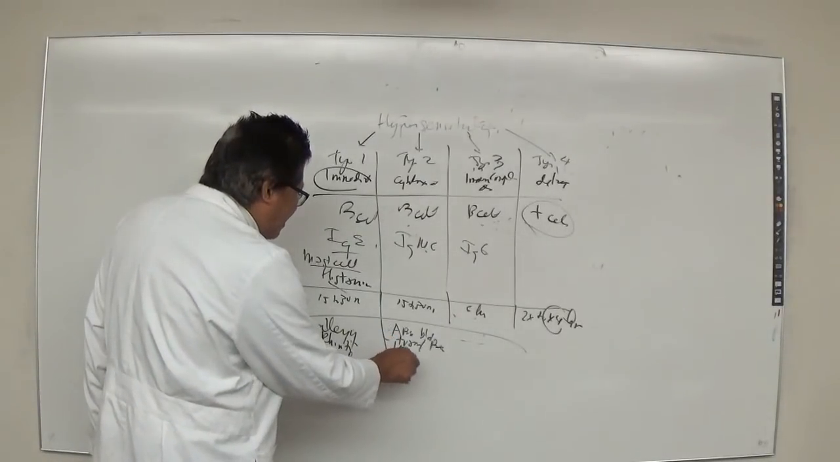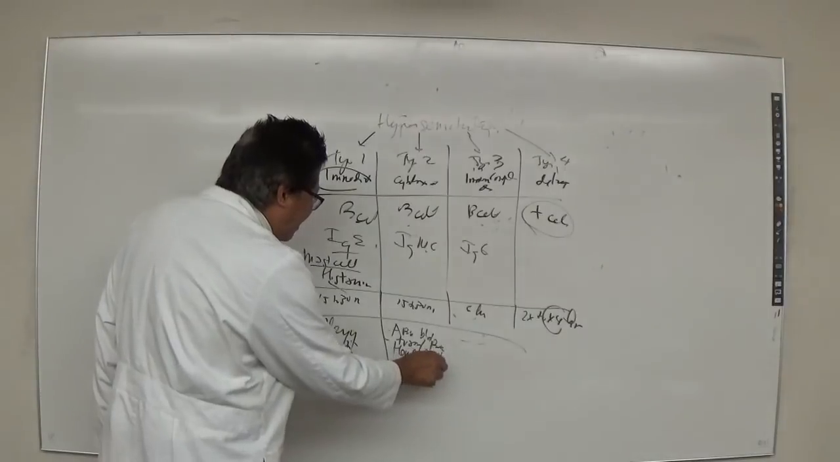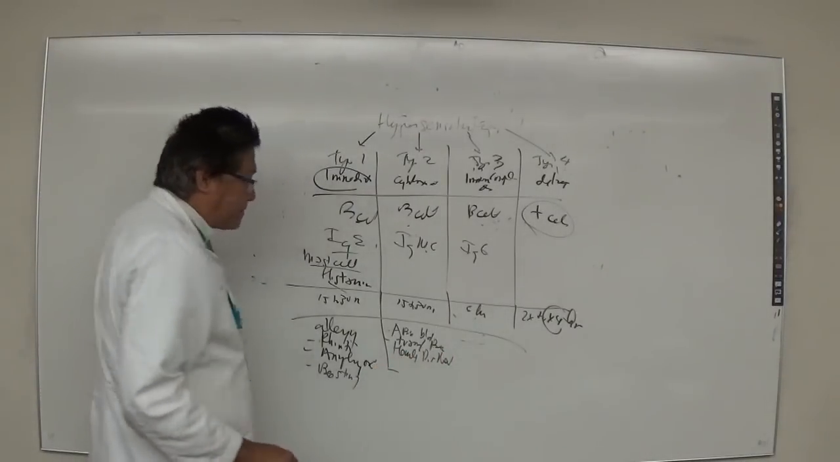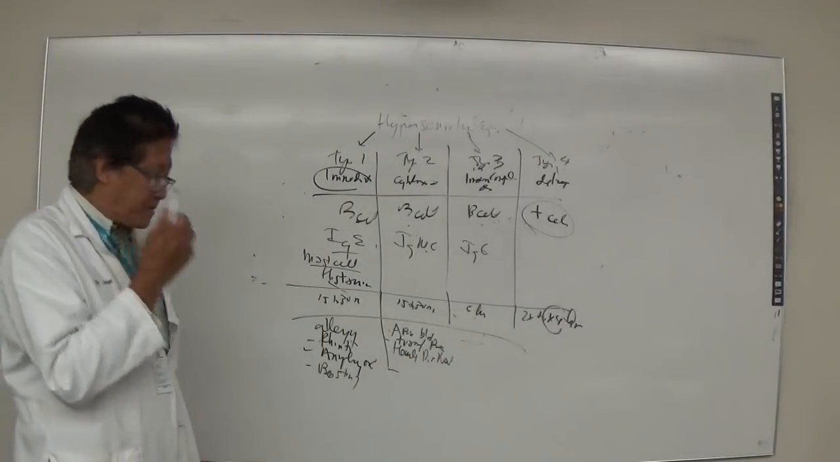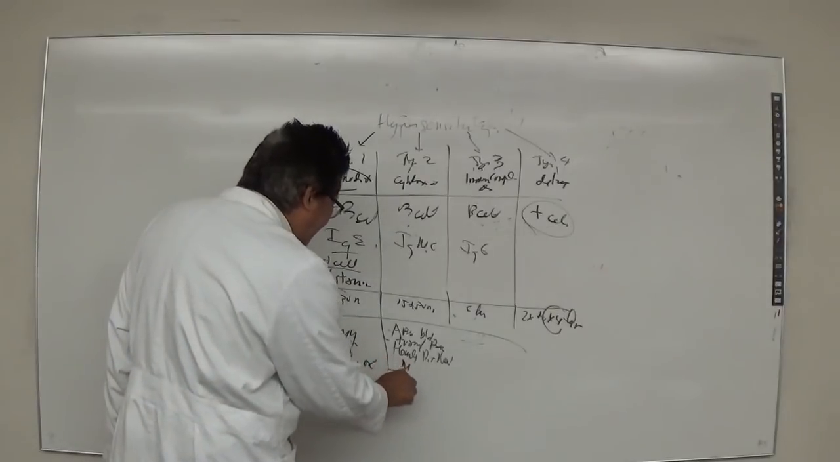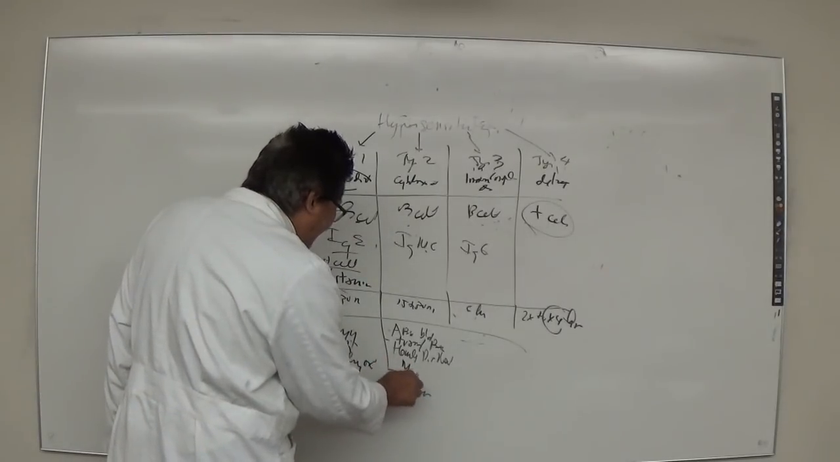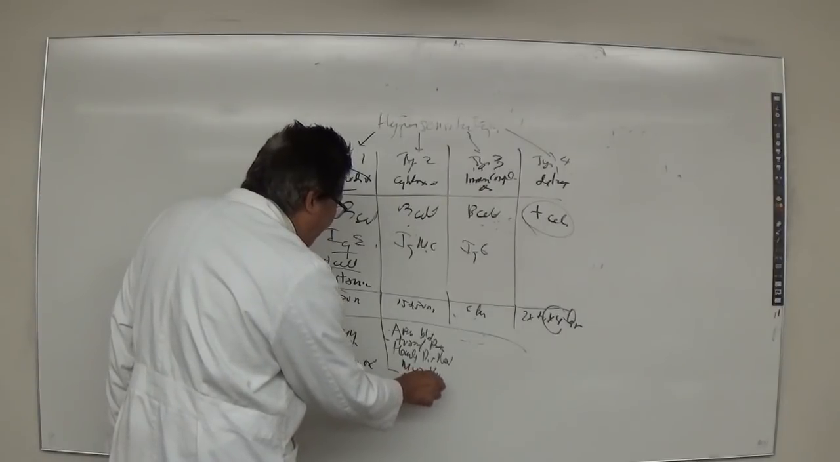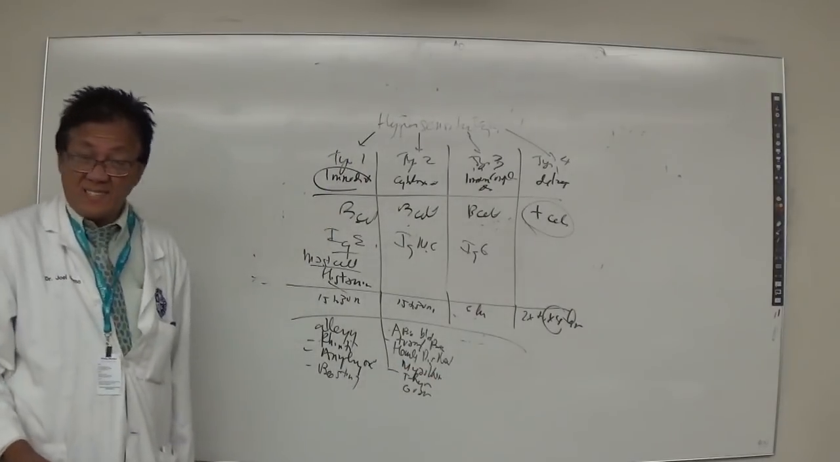What else? Hemolytic disease of the newborn, right? Right. What else? Graves disease. Thyroiditis. What else? Myasthenia what? Gravis, where there's muscle weakness.